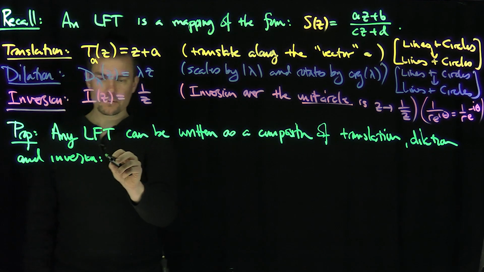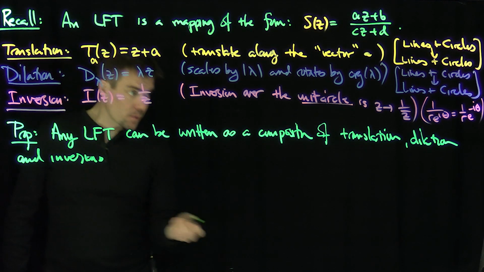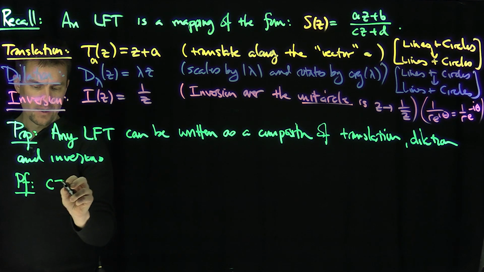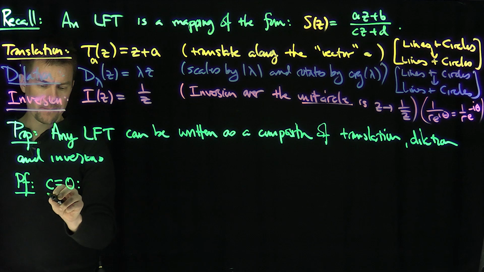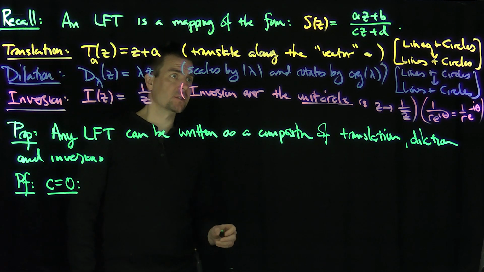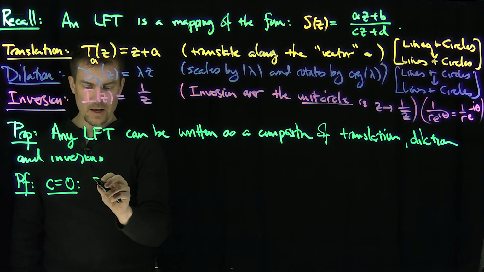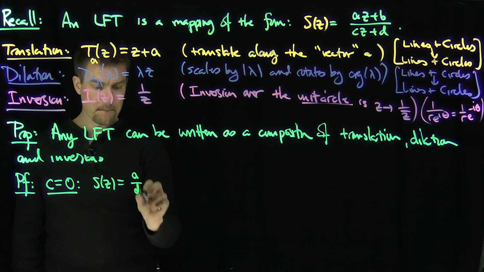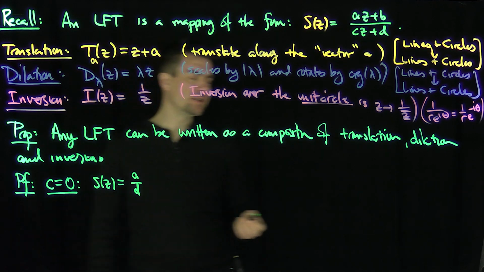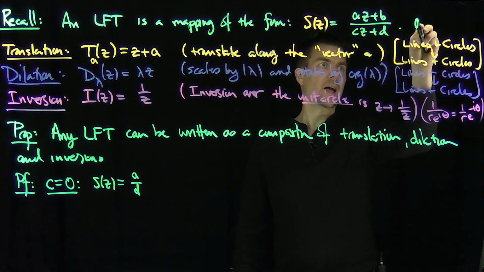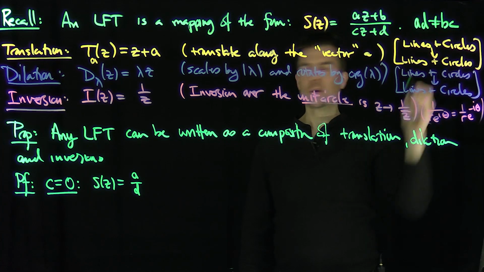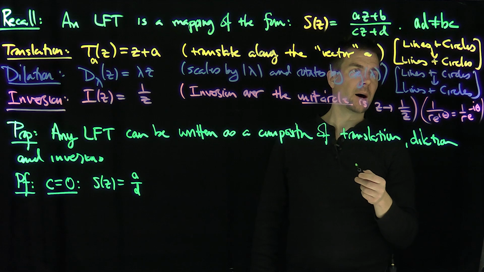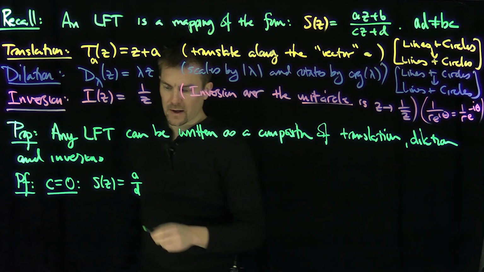Okay, that's the statement. So here's the proof. The proof is straightforward. I'm going to do a simple case first: if c is equal to 0. So if c is equal to 0, what does S look like? Then S of z is a over d, and d can't be 0, because recall that AD cannot be equal to BC. So if c is equal to 0, I cannot have d being equal to 0 also. So d is not 0 in that case.